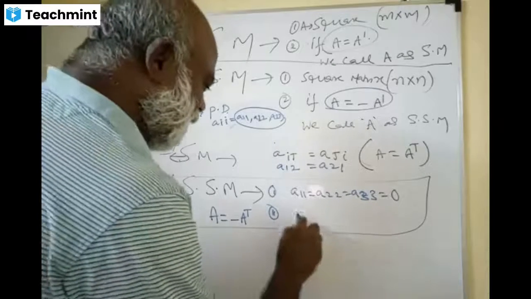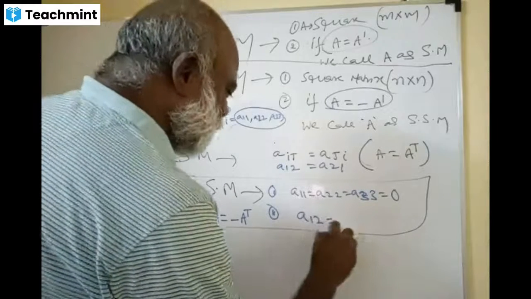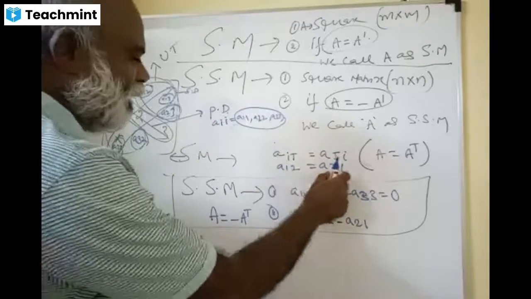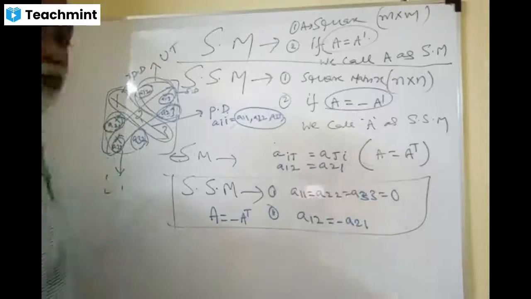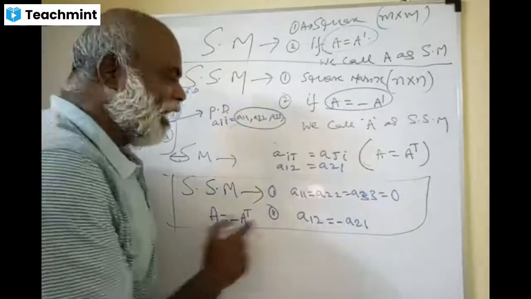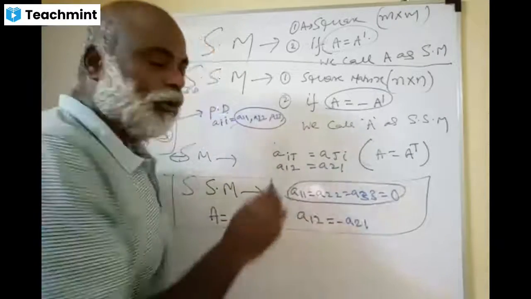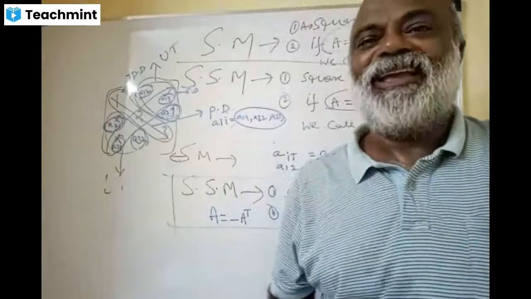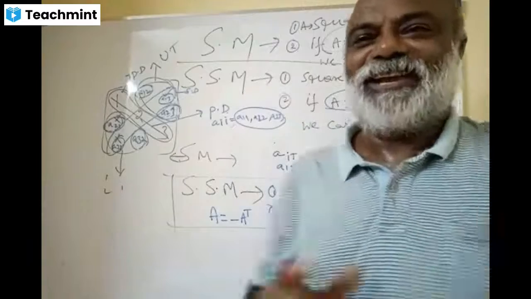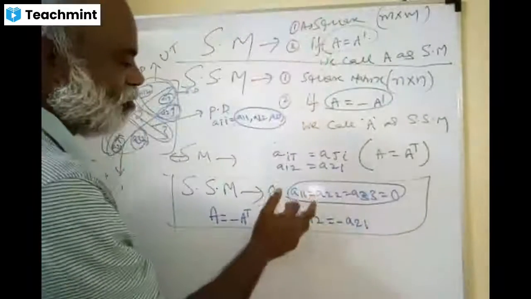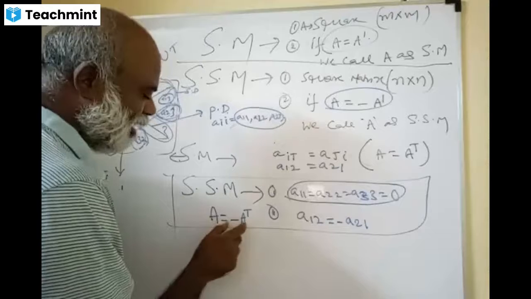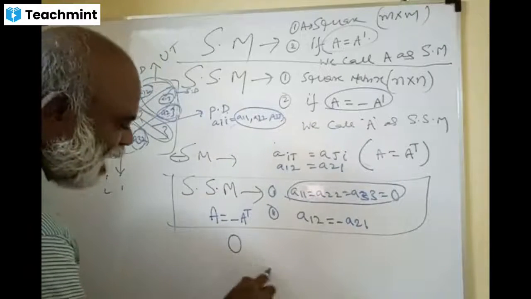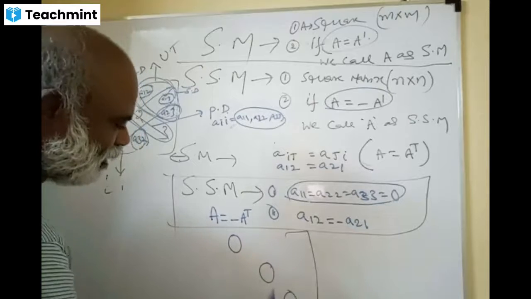And then A12 is equal to minus A21. Unlike A12 equal to A21, here A12 equal to minus A21. Because of this minus property, all the diagonal elements become 0 because you cannot have a sign change. Whether you understand or not what is going on, because of this A equal to minus A transpose, all the diagonal, that means the principal diagonal, first you place all zeros.